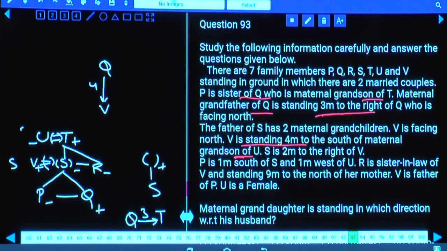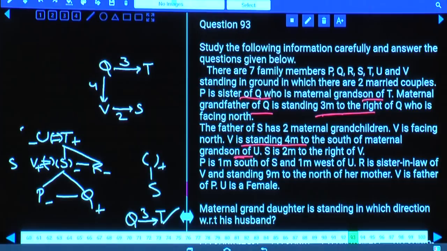And T is 3 meters to the east of, we have taken this information. Next one, V is standing 4 meters to the south of the grandson of U. S is 2 meters to the right of V.